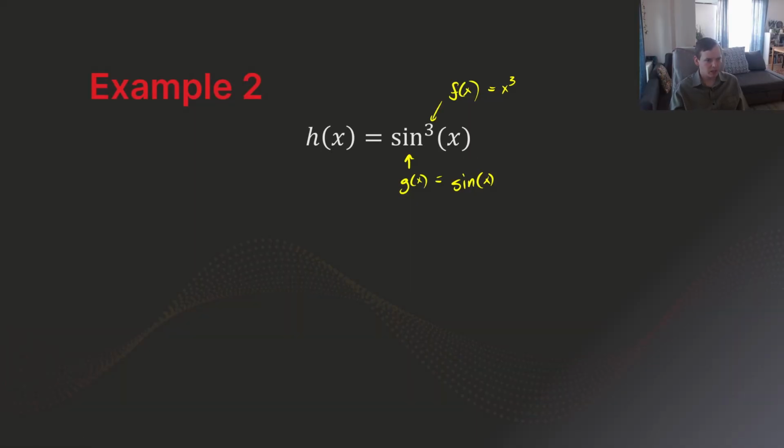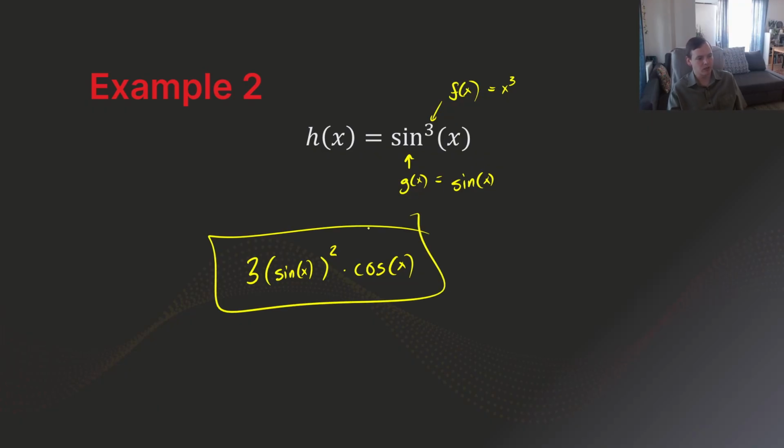So coming back here, the derivative of f of x would be 3 times the thing squared, x squared. But again, we replace the x with the g of x, so that'll be sine of x. And then times the derivative of g of x, which is cosine of x. And in this case, there's not really much we can do to simplify it, so that's our final result.